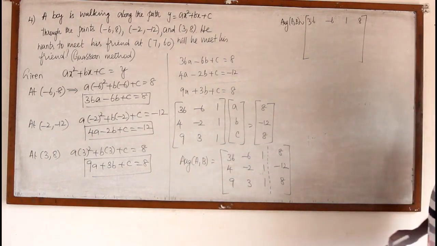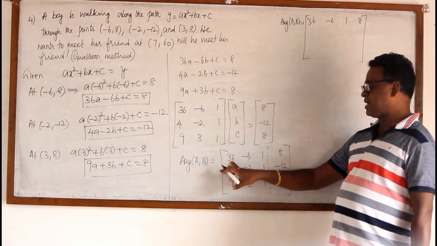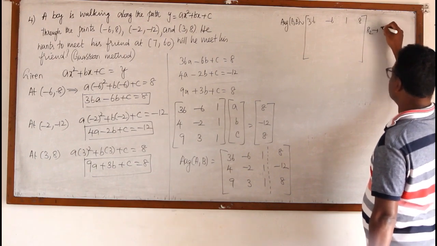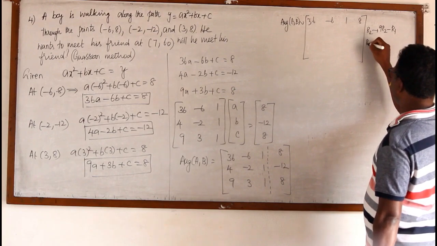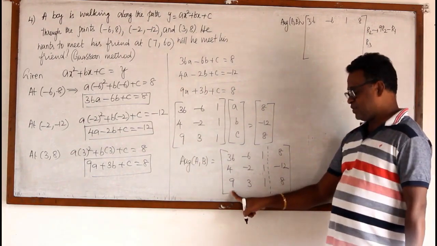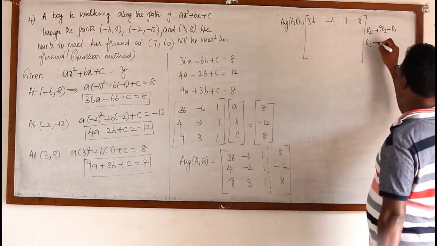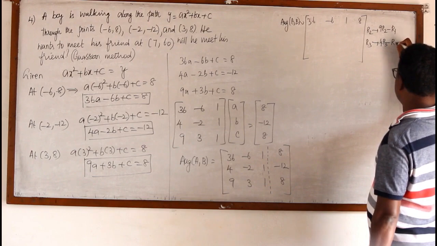Now, in R2, this 4 can become 0. If I multiply this one by 9 and subtract, 36 minus 36 becomes 0, isn't it? So R2 is written as 9R2 minus R1. Similarly, R3, when I multiply this one by 4, this will become 36, and 36 minus 36 will become 0. So R3 is also 4R3 minus R1.